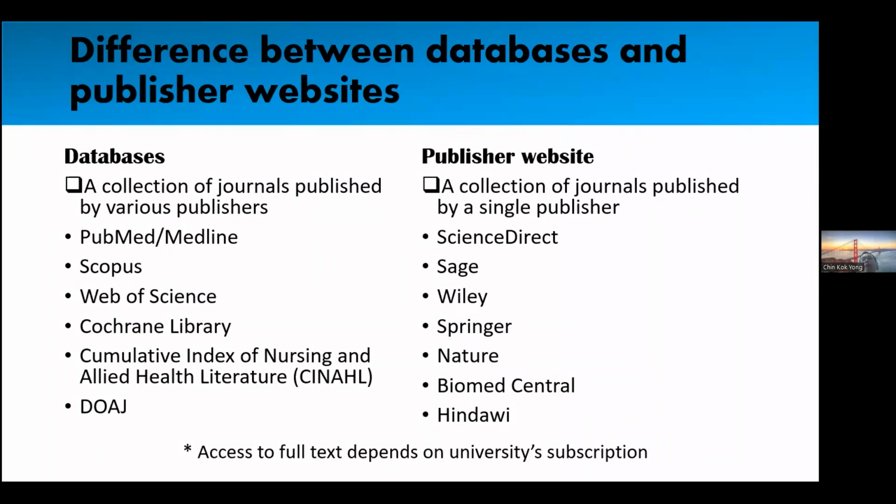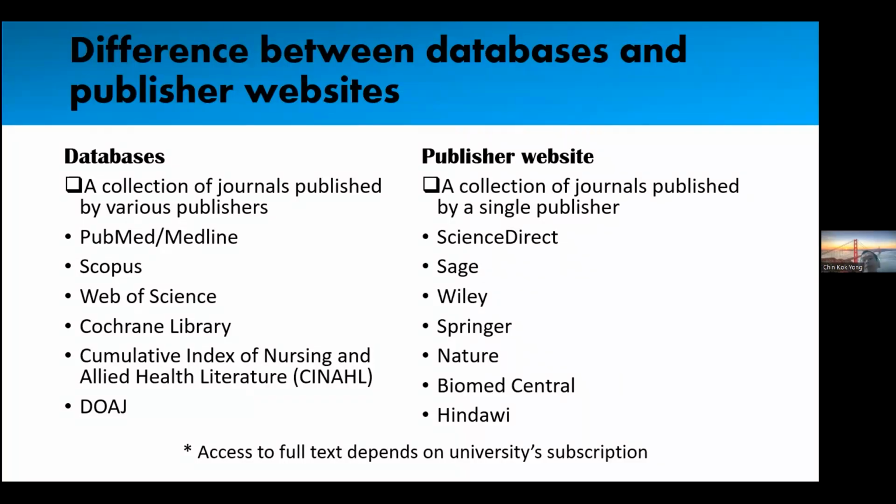For the many beginner writers here, you have to understand the difference between databases and publisher websites. To search, where do you search? You must find the correct place to search. Databases are a collection of journals published by various publishers and indexed in the databases. Many of the sites that you are familiar with, for example, PubMed, Scopus, Web of Science, Cochrane Library, SINA, DOAJ, are databases. PubMed and DOAJ you can use from your home. However, to access Scopus, Web of Science, Cochrane Library, SINA, I think you need library access. Then you have to go through a library to access these databases. But PubMed and DOAJ you can do in your house.